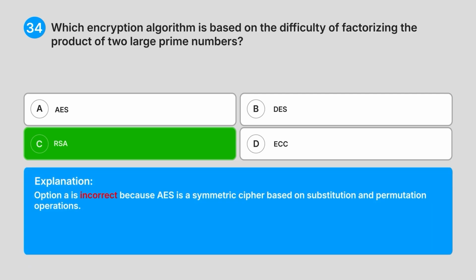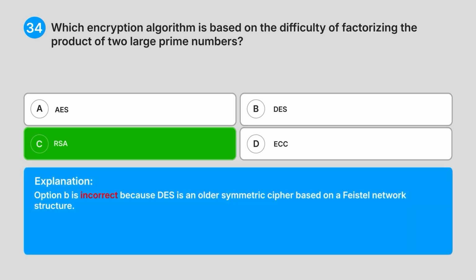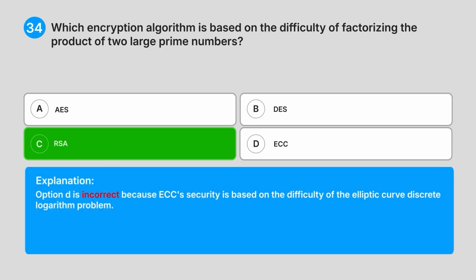Option A is incorrect because AES is a symmetric cipher based on substitution and permutation operations. Option B is incorrect because DES is an older symmetric cipher based on a Feistel network structure. Option D is incorrect because ECC's security is based on the difficulty of the elliptic curve discrete logarithm problem.